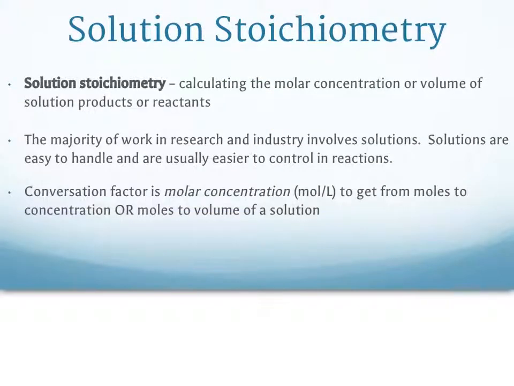In solution stoichiometry, we are going to be calculating the concentration or the volume of the product or reactant in our reaction. Solution stoichiometry is very useful because the majority of work in research and industry involves solutions. That's because they're easier to handle and they're easier to control. So solutions are in most chemical reactions that occur in industries. The conversion factor when we're doing solution stoichiometry is our molar concentration, which is our moles per liter. This will get us from moles to concentration or moles to volume and vice versa.